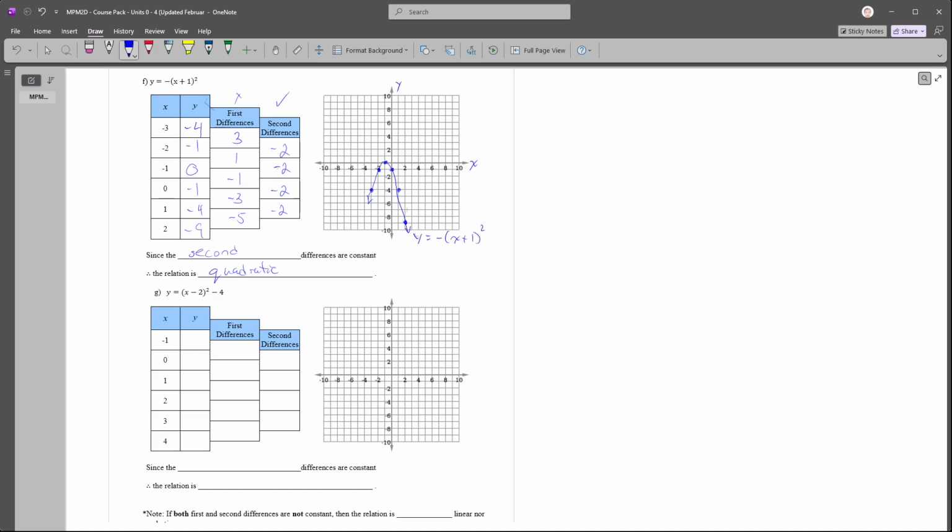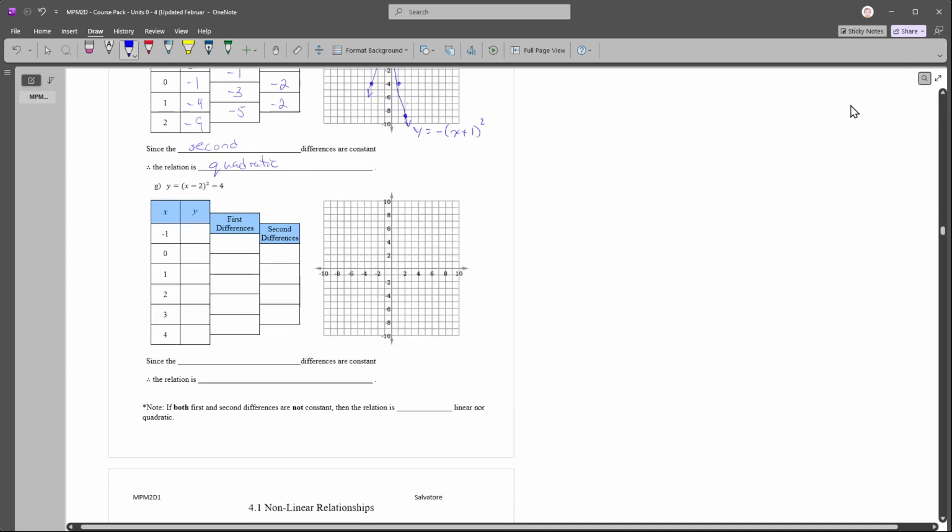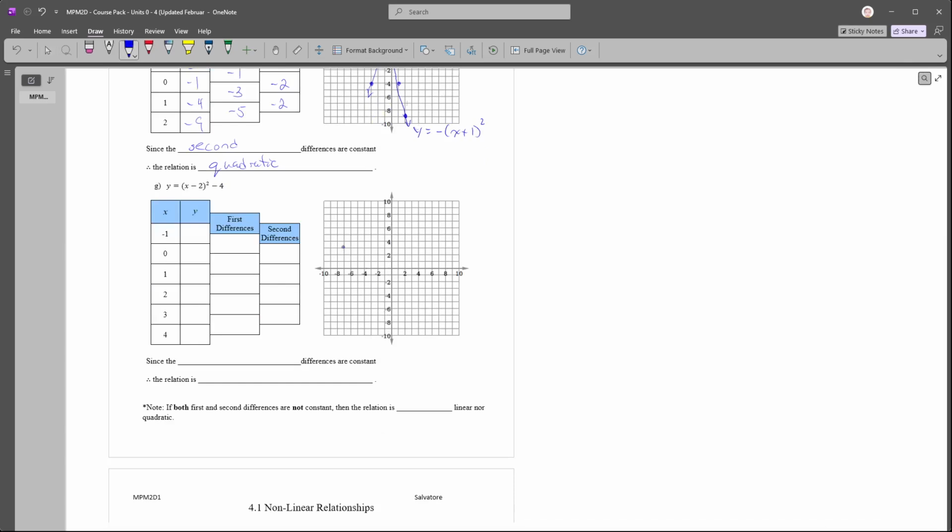All right, we got one left. One left. So it's still just more of the same. Just remember, you follow your order of operations. So we're going to substitute that -1 in there. -1 minus 2, that gives us -3. Square that, now we're at 9. 9 minus 4, that's going to give us 5.